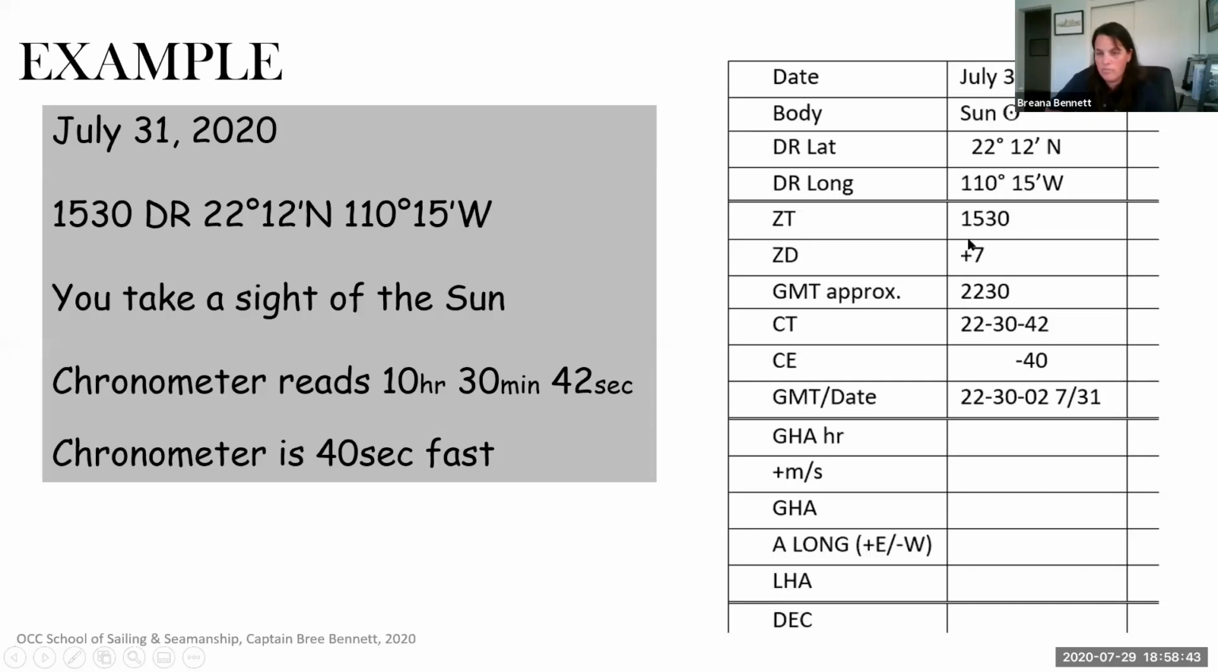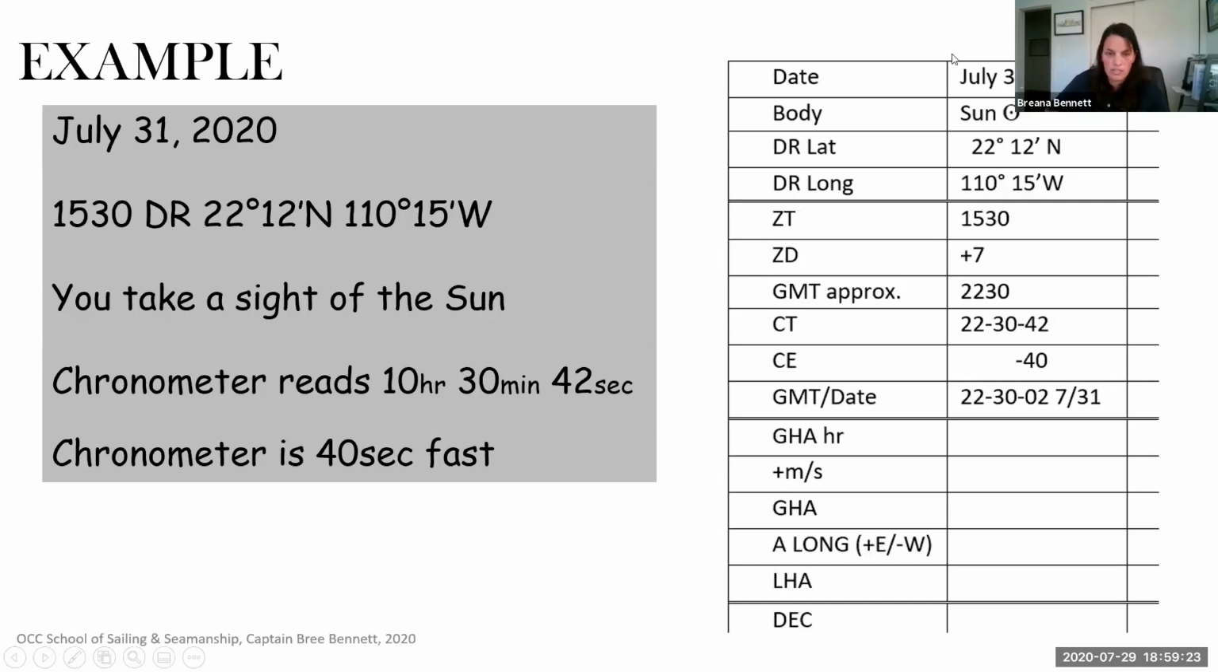approximate GMT is 22. So this is a very late evening sun, or not evening, but GMT is late in the day. Okay, so that 10 is actually 22, from the chronometer. So we got a GMT date, 22:30:02, on July 31st, and we looked at the sun.